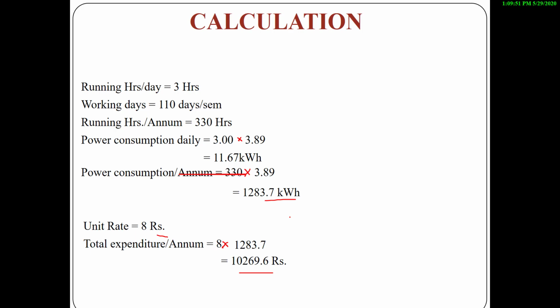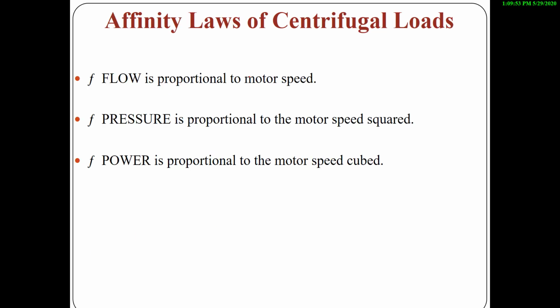This is the expenditure calculation. And next is affinity laws of centrifugal loads. Generally any kind of fluid system or pumping system follows the affinity laws. There are three laws: flow is directly proportional to motor speed. Next, pressure is directly proportional to the square of the motor speed. Next, power is directly proportional to the cube of the motor speed.